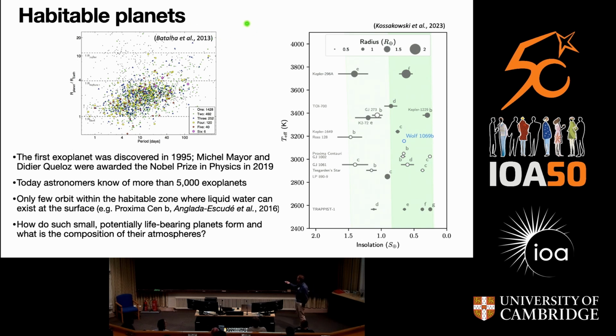And of course, as we all know, the first exoplanet was discovered in 1995, and this was then given the Nobel Prize in Physics to Michel Mayor and Didier Queloz in 2019. And today, astronomers know more than 5,000 exoplanets. I'm just showing some of them here.